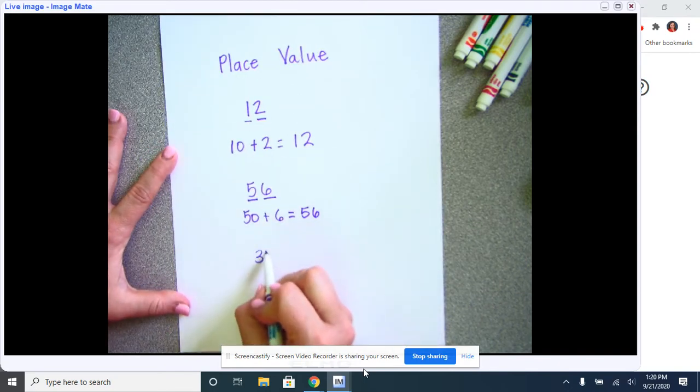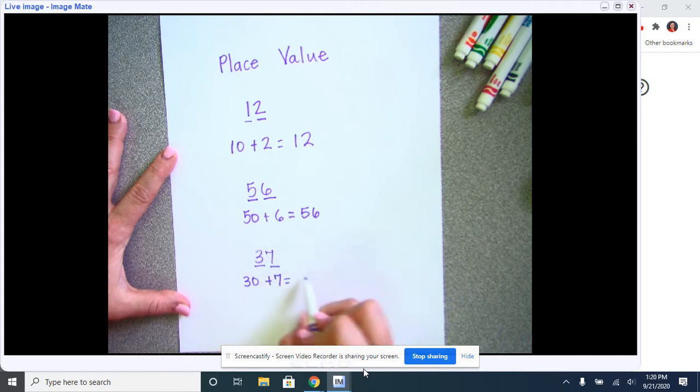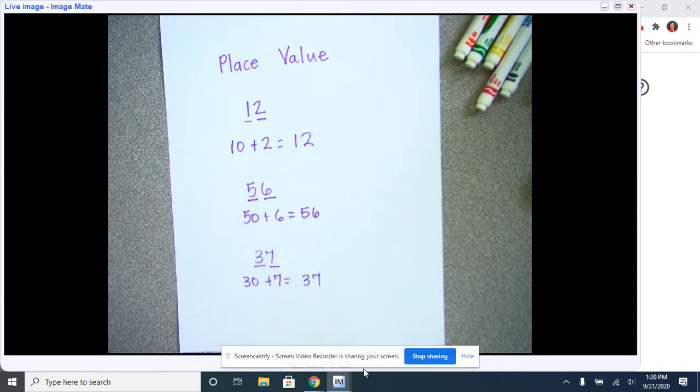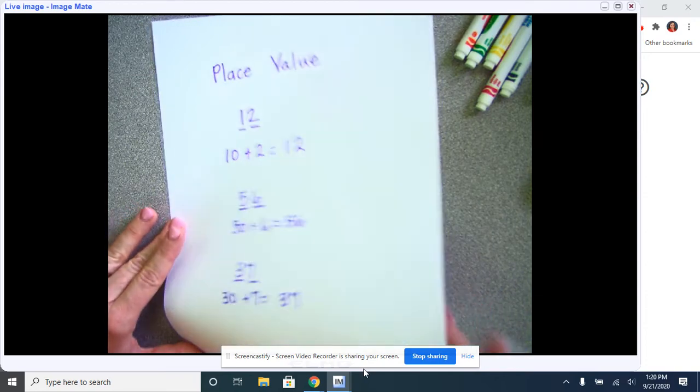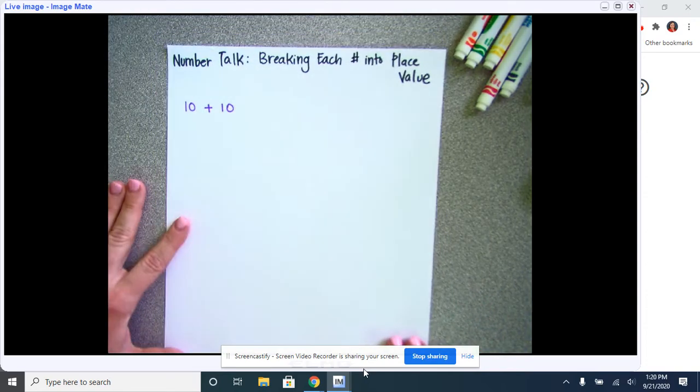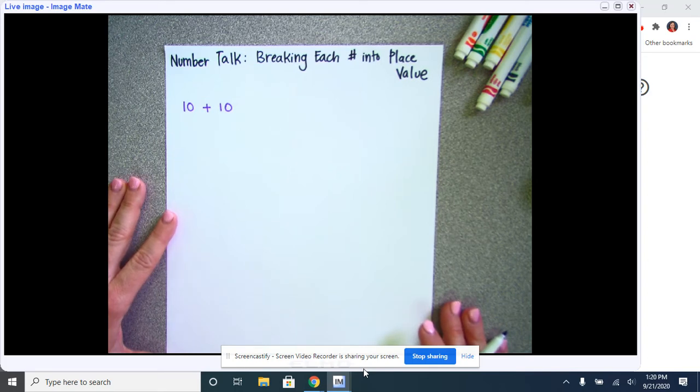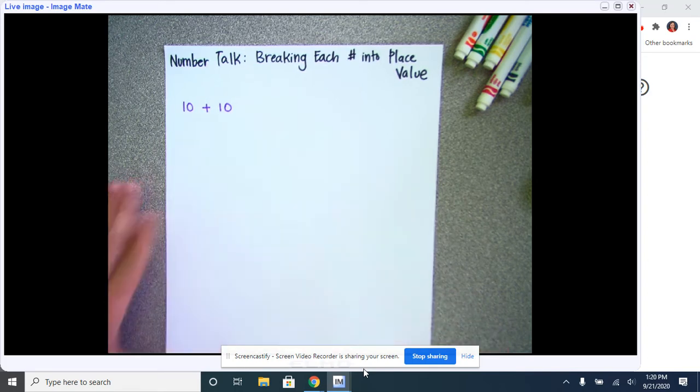Let's do one more, 37. The 3 is worth 30 and the 7 is worth 7. Add them back and I get 37. Okay, so we're breaking each number into place value. So the first one is pretty simple.